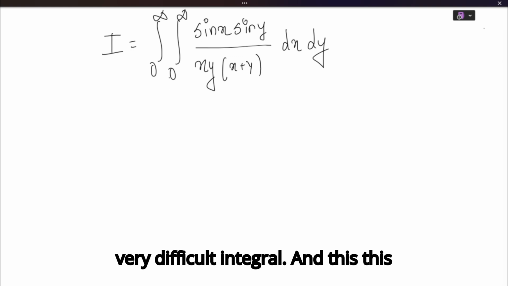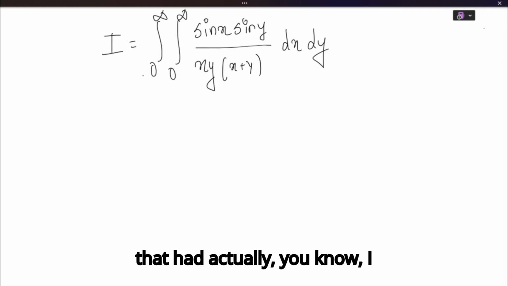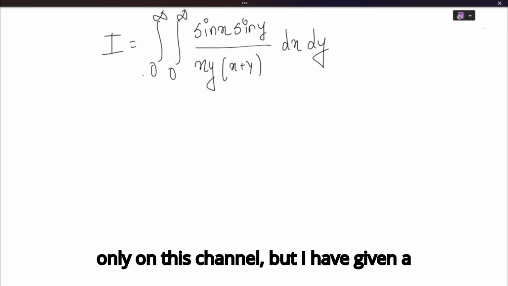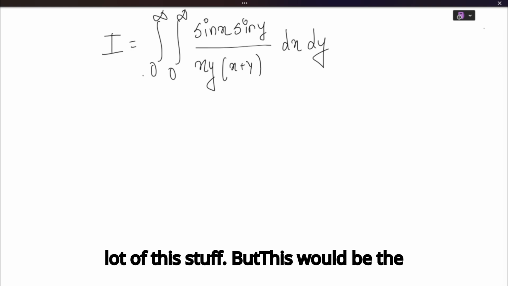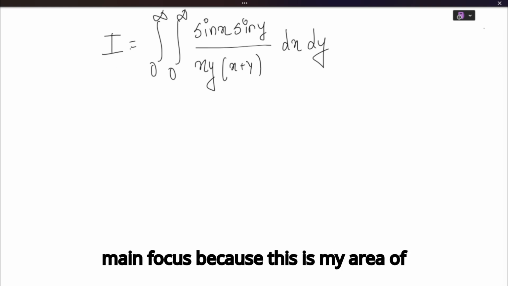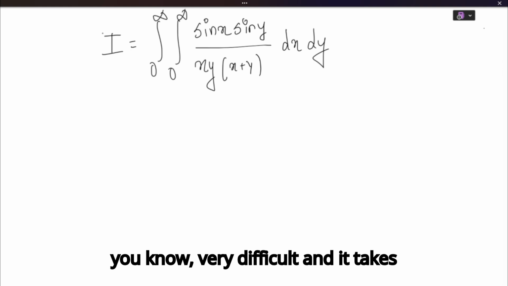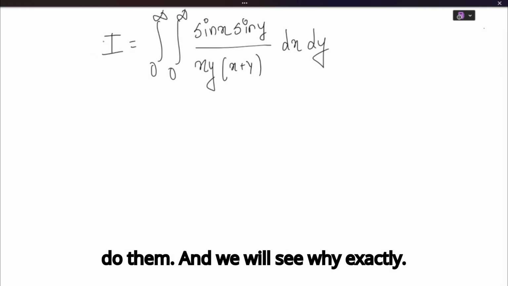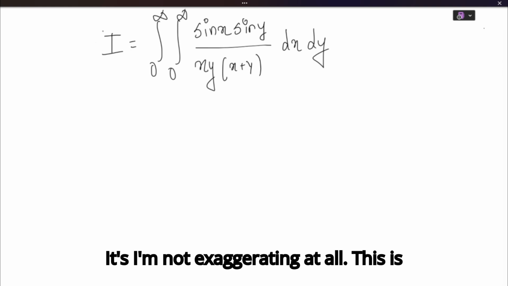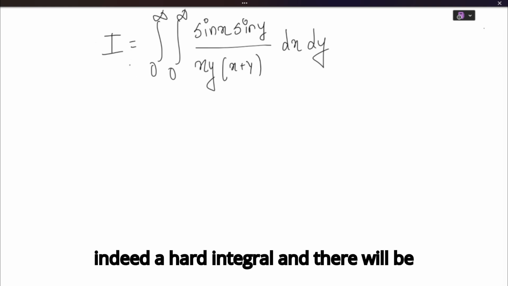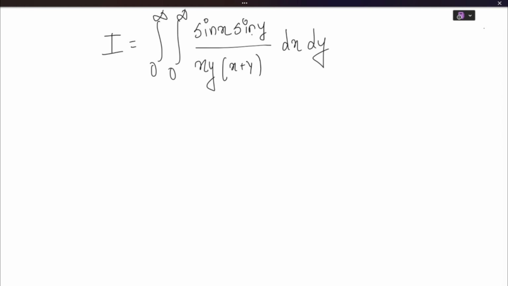So yes, this is a very difficult integral, and this is one of the types of integrals that I actually wanted to give only on this channel, but I have given a lot of other stuff. But this would be the main focus because this is my area of interest. Usually the problems which are very difficult and take multiple steps and multiple concepts to do them. And we will see why exactly. I'm not exaggerating at all. This is indeed a hard integral and there will be more of this on the way.